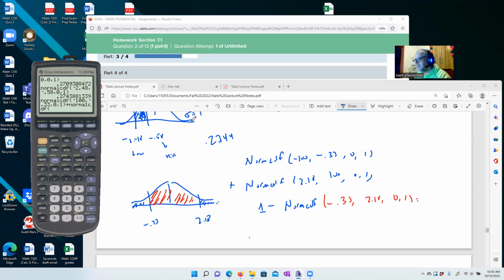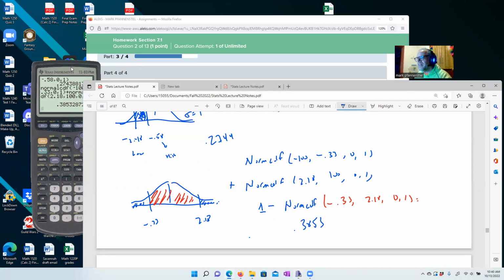Like I said, this used to be a hard problem. Then 2.18. We have to pick a big number, right? We're going to say 100, and then 0, 1. So we are adding up two pieces of our normal distribution here. We got 0.3853.